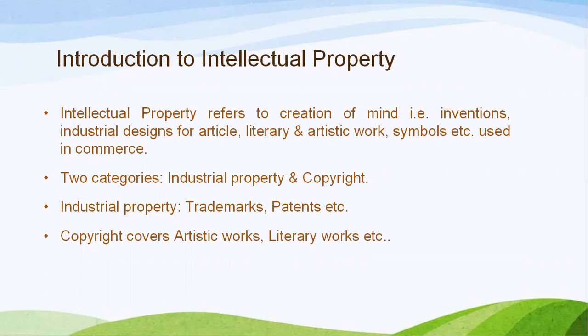Introduction to intellectual property. Intellectual property refers to creations of the mind, that is inventions, industrial designs for articles, literary and artistic works, symbols, etc. used in commerce. Two categories: industrial property and copyright. Industrial property is divided into trademark and patent, and copyright covers artistic work, literary work, etc.